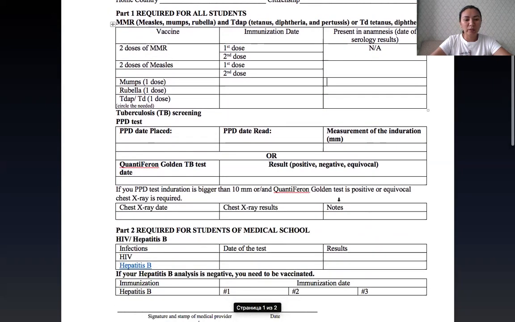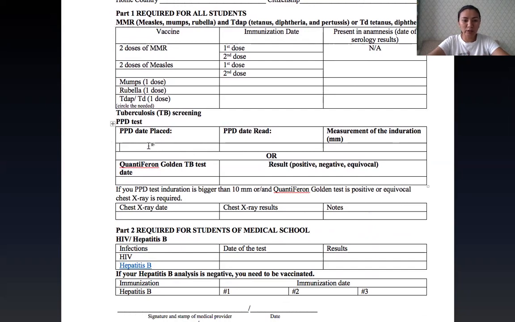Let's go to the PPD test. Tuberculosis is a hot button issue in Kazakhstan, and we have one of the highest rates of tuberculosis in our country. So that's why we use preventive measures such as a chest X-ray and others. However, in some countries, a PPD test might be applied.